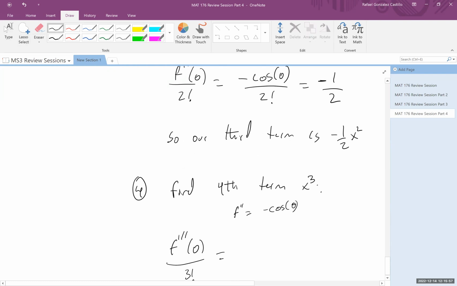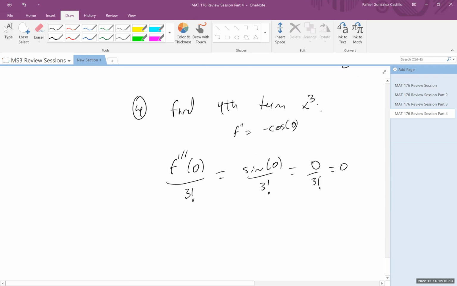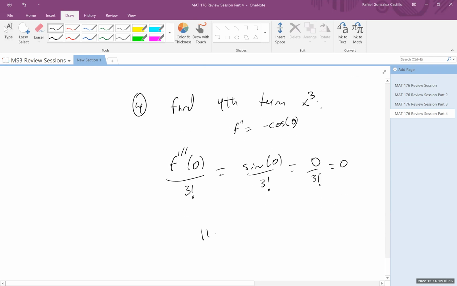Now, the derivative of cosine is negative sine. So the derivative of negative cosine is going to be positive sine. So you're going to get sine of 0 here over 3 factorial. But again, sine of 0 is just 0. So the fourth term is 0 times x cubed.